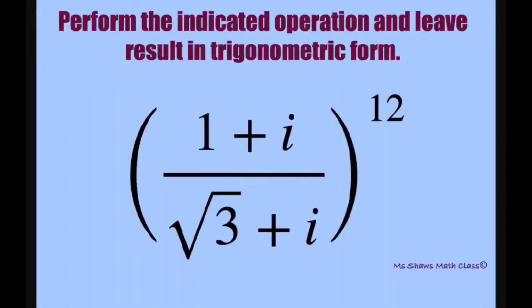Everyone, we're going to perform the indicated operation and leave our result in trigonometric form. The first thing we want to do is write it in trigonometric form without the 12. So just looking at this, we have the first complex number, let's call Z1, that's in the numerator, and our second one is Z2. So to rewrite this, we need to find our R for this one.